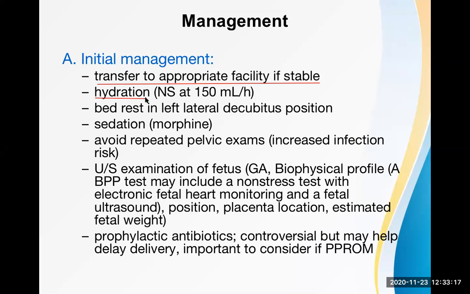You start hydrating her. Normal saline should be given at the rate of 150 ml per hour. You don't need to remember that. Just connect the normal saline or even lactated Ringer's, open the IV line and start it. Probably one bottle of normal saline is given over a 4-hour duration. Bed rest in left lateral decubitus position. This is the best position during pregnancy. Don't ask that lady to lie in the supine position.